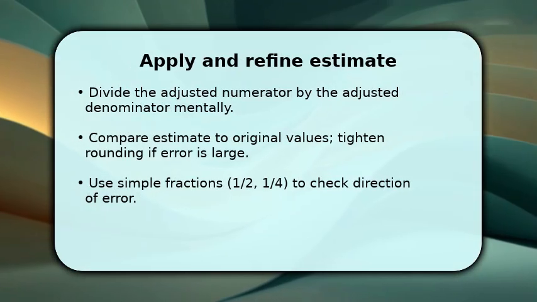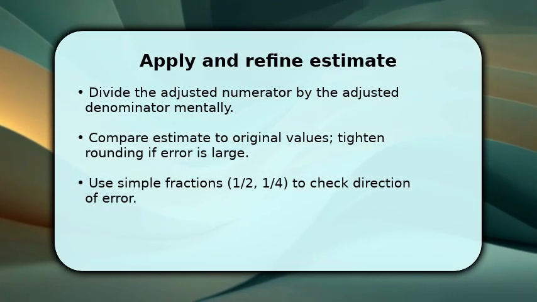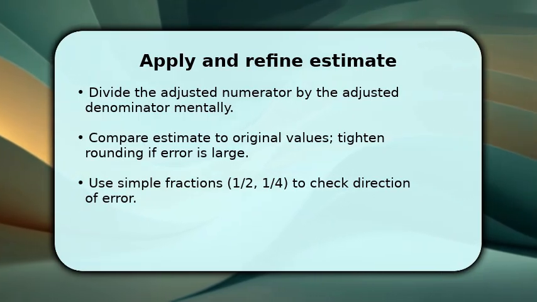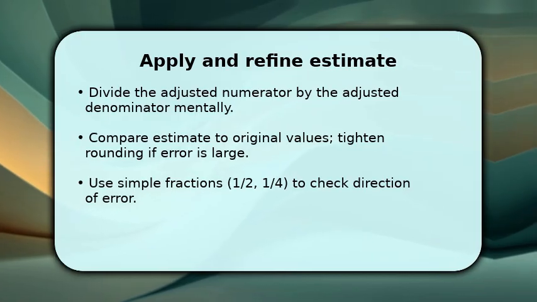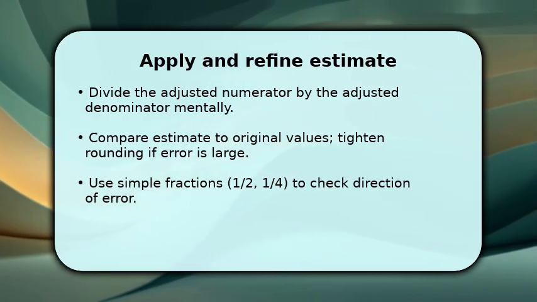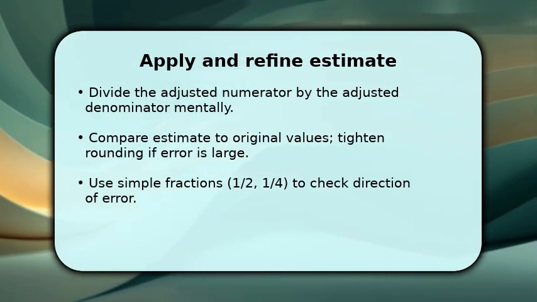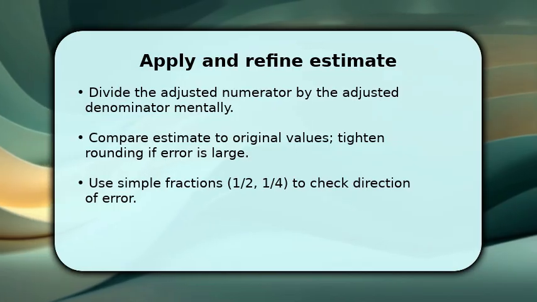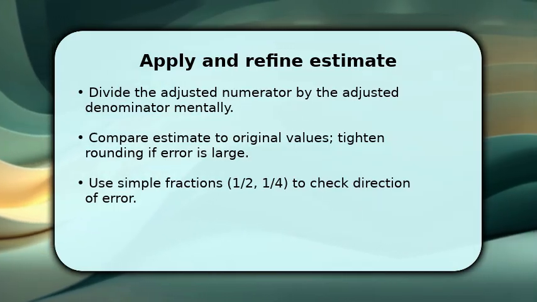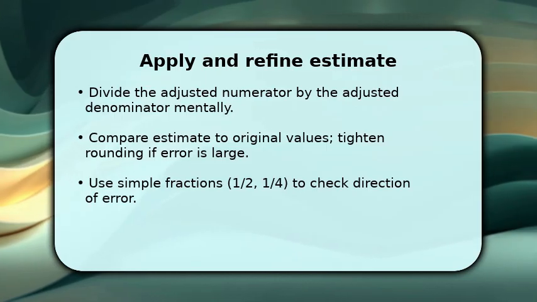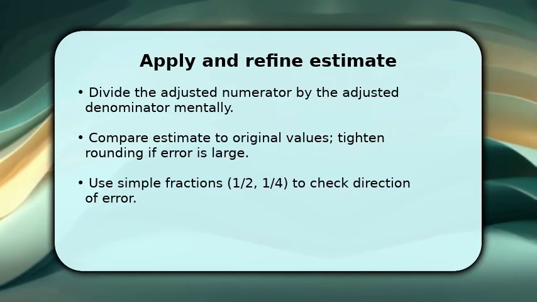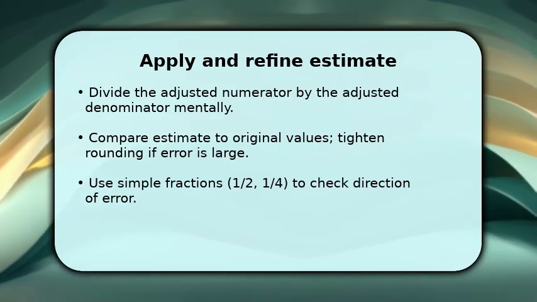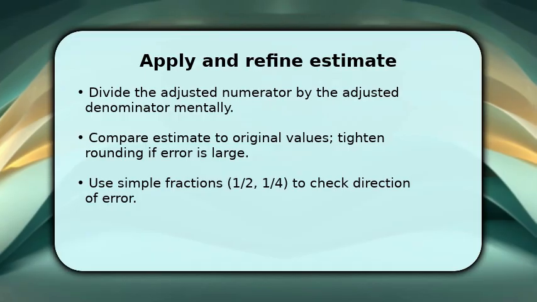Now perform the mental division using your chosen compatible numbers and produce the initial estimate. As you calculate, compare that estimate back to the original numbers to see if you rounded up or down. If the error seems large, refine by choosing closer compatible values. Also use simple fractions, like 1/2 or 1/4, to gauge whether your estimate is too high or too low. This refinement step ensures you understand both the how and why behind the estimate.